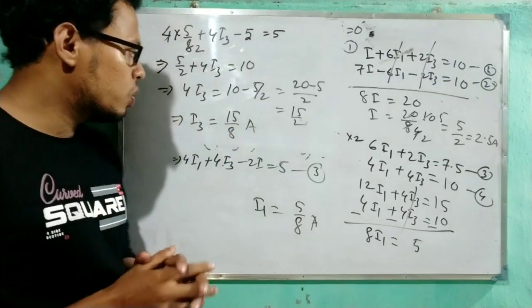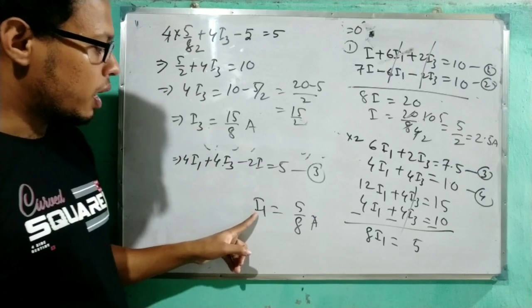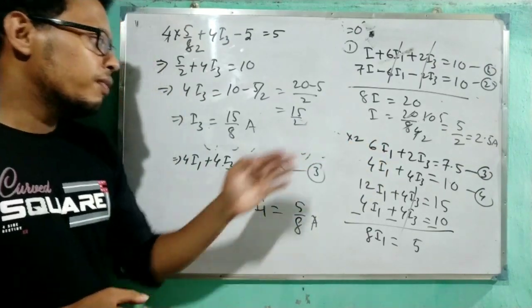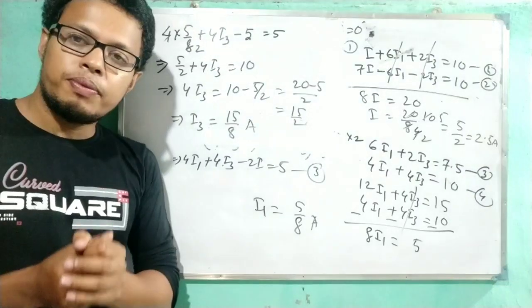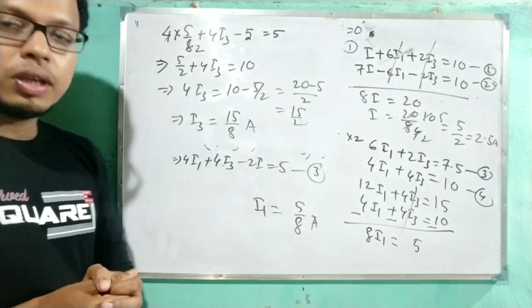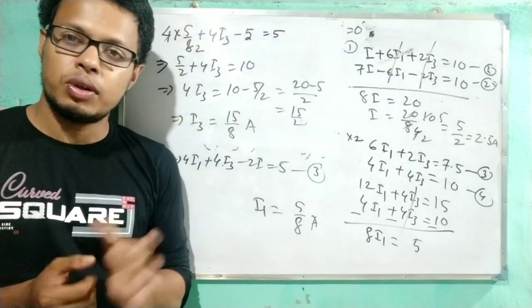So we got all the values, I3, I and I1. By using these three values, we can easily find out the value of current through each branch. I hope all the concepts are clear about this Kirchhoff's law.